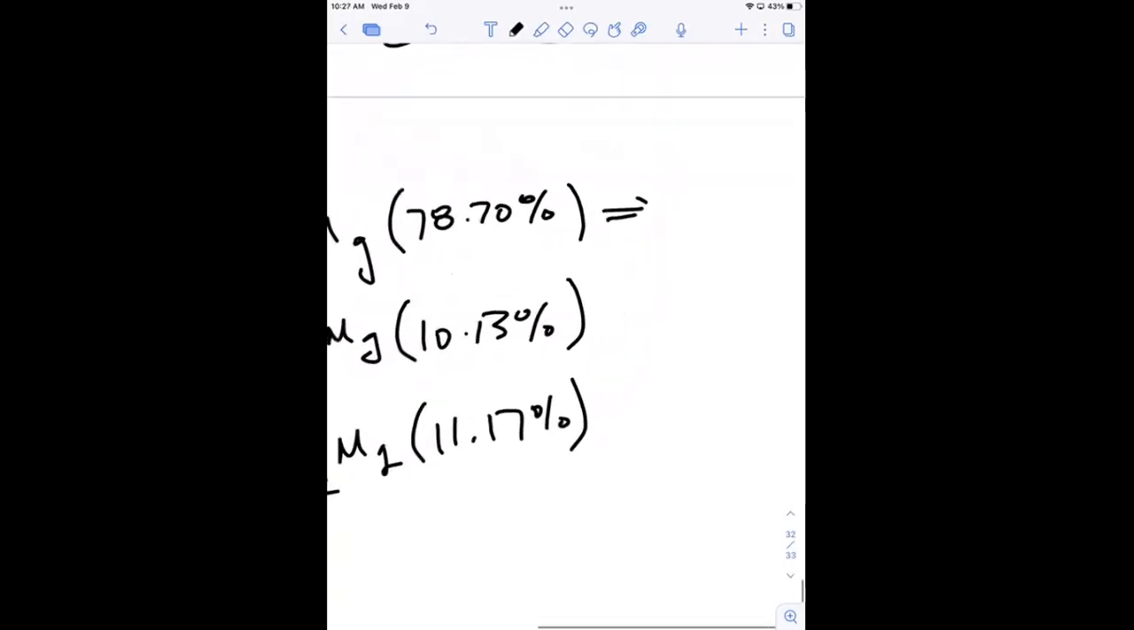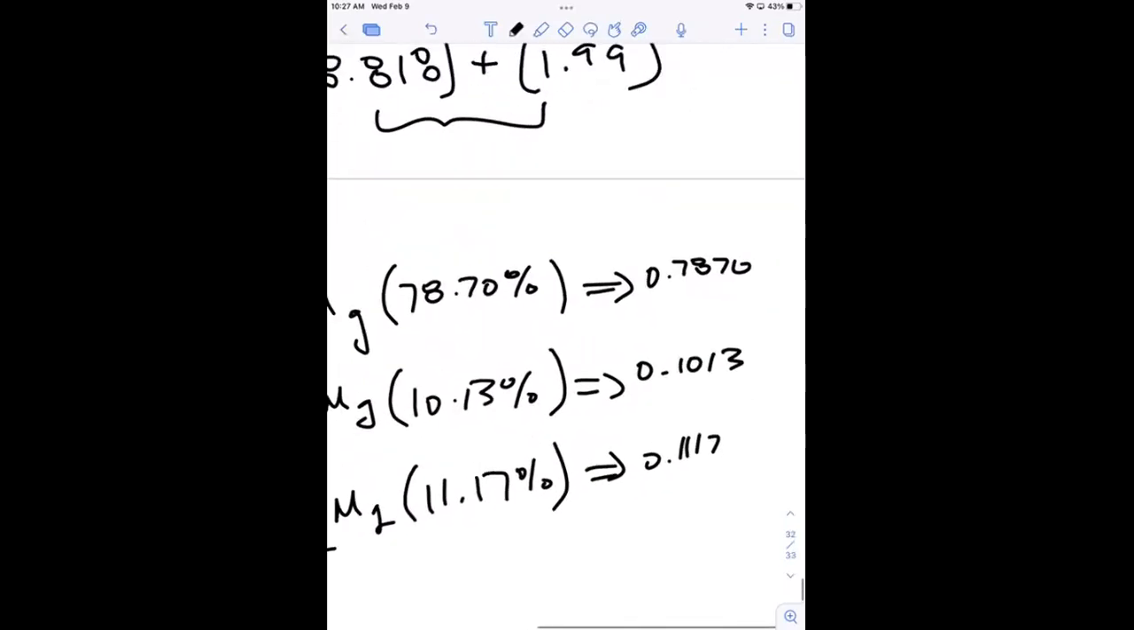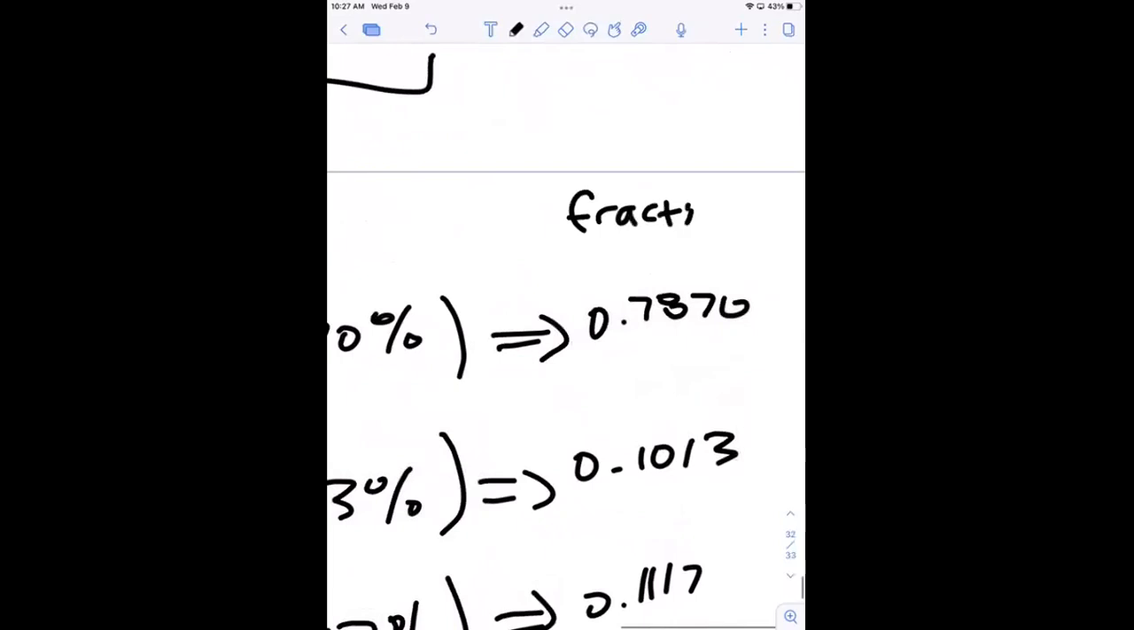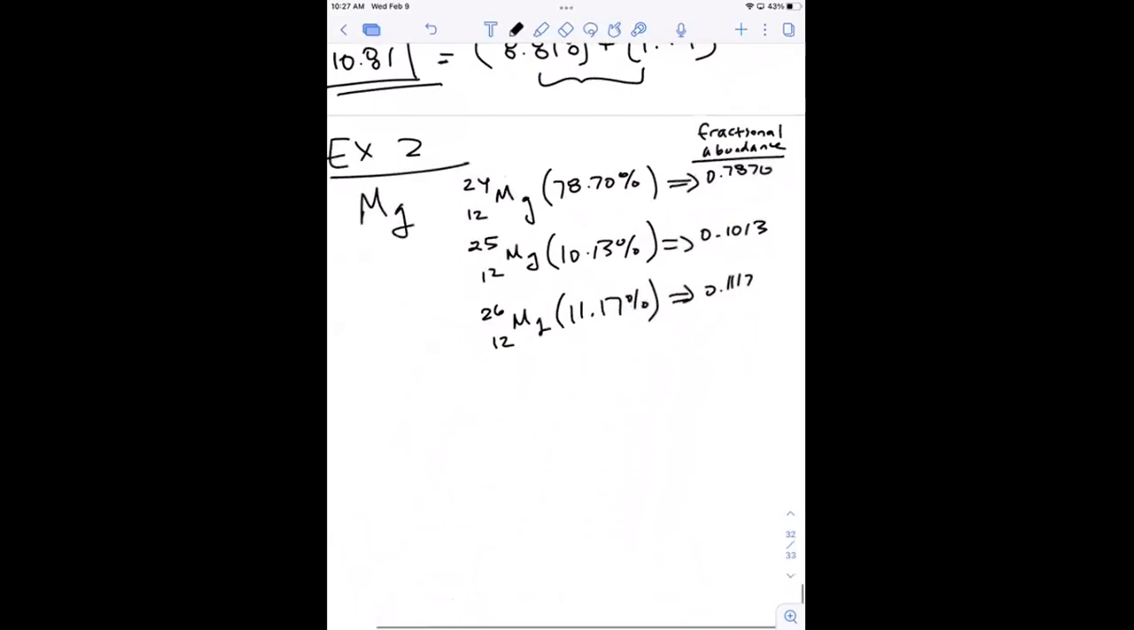So let's go ahead and make these into fractions. So this is 0.7870, this is 0.1013, and this is 0.1117. Everybody okay with that? Yes. So this is how we'll represent this. Sometimes you'll see it represented in the book as fractional abundance. It's the same as the percent abundance, but we represent it as a fraction because we need that fraction in our calculation. All right, so now how do we calculate the average atomic mass?